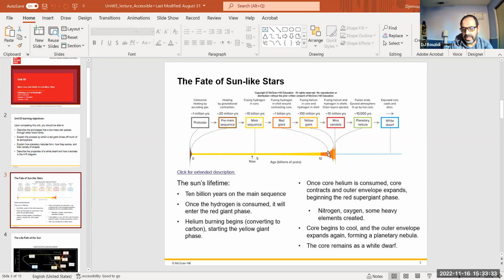After it runs out of fuel in its core, this process takes about 1 billion years. So by this time, the sun is already over 10 billion years, 11 billion years at this point.